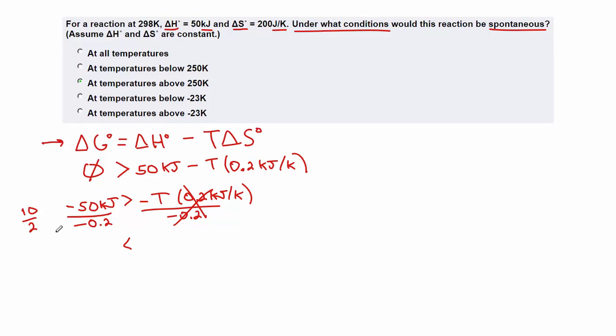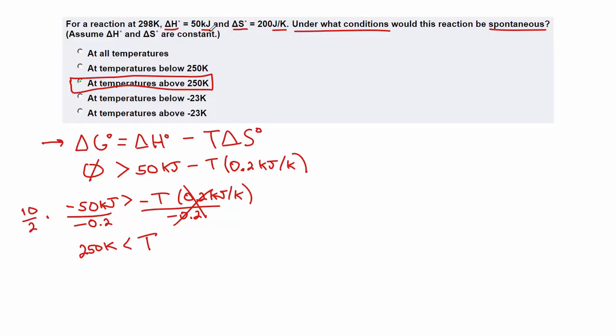So if you're not doing this with a calculator, if you're doing this in your head, that's the approach I'd take. And 50 over 2 is 25 times 10 is 250. Kelvin is less than T, or T is greater than 250. And so this reaction will be spontaneous at temperatures above 250 Kelvin.